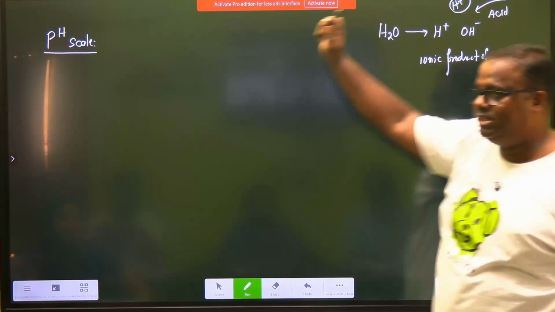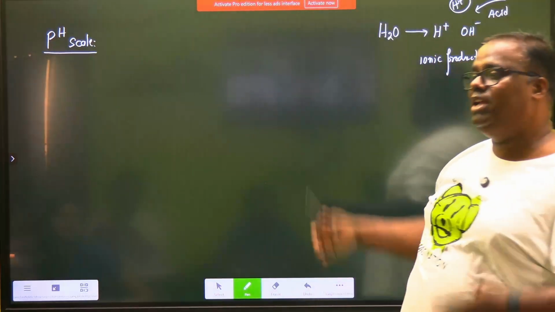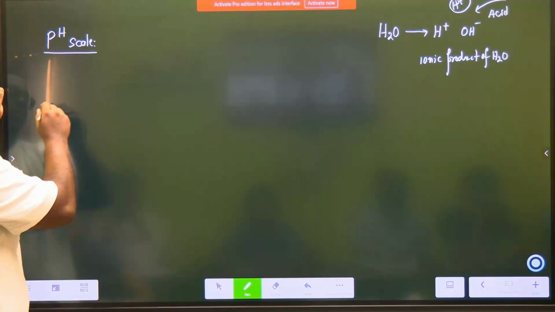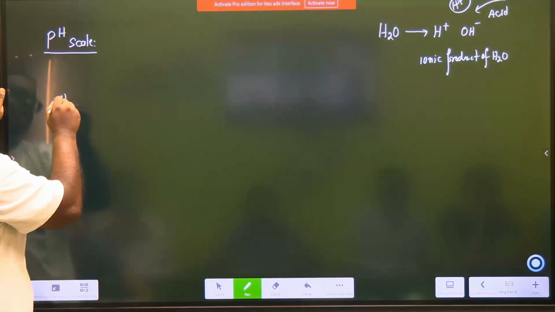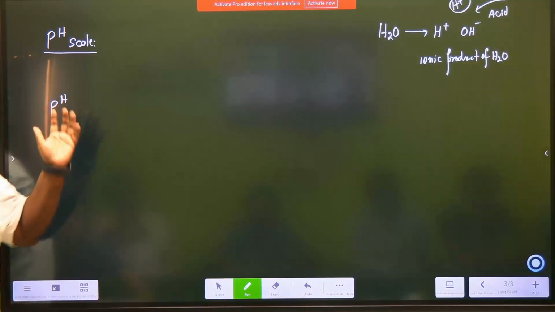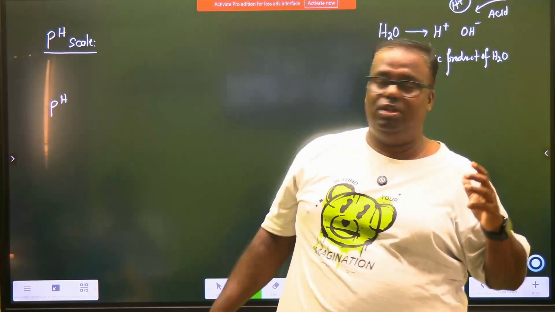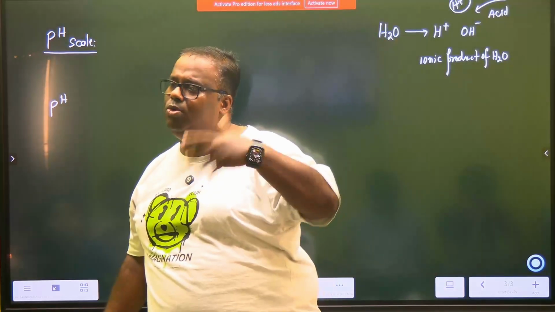Now in grade 10 CBSE, they don't make you define what is a pH. But if you want to understand, well, you'll not understand anything. pH is like testing the presence of H plus. In grade 12, 11, you will also study something called pOH.